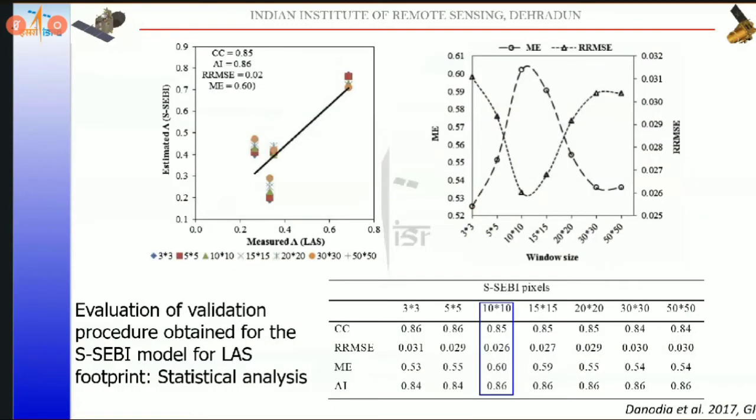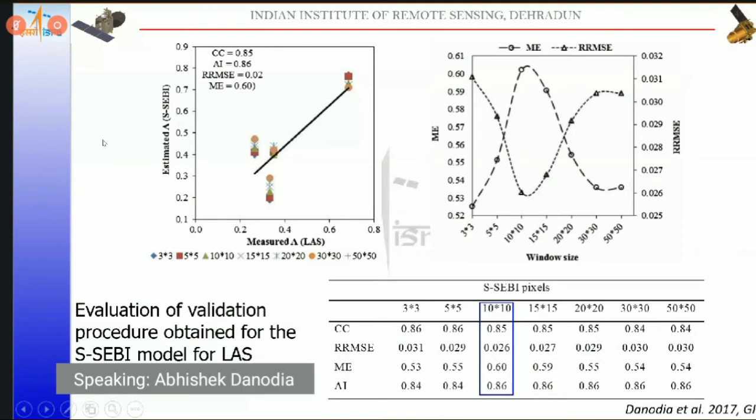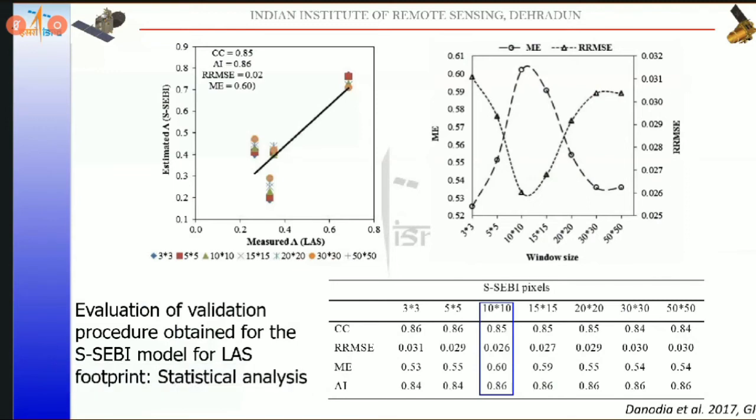And we go for validation of the data sets using a large aperture scintillometer. We find a very good correlation coefficient of 0.85 and agreement index of 0.86 for our Rabi season data sets. When you go for validation, you always have to use clear sky satellite data sets, derive ET or evaporative fraction from them, and compare with observed data sets.